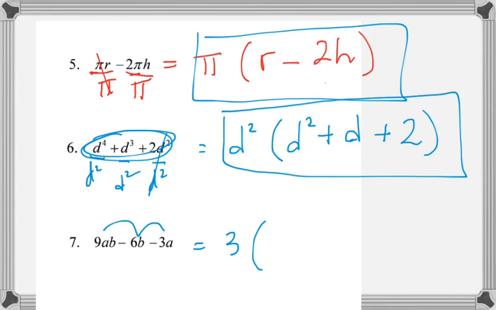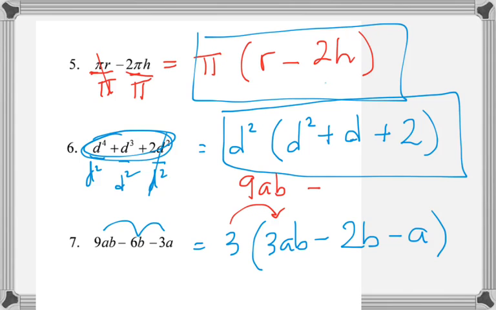So because A and B are not common to all three, I'm not going to pull out either A or B. All right, so I have 3AB left, minus 2B, and minus A. Okay, and if I check this, I can sort of check it by multiplying it, distributing the 3. 3 times 3AB is 9AB, minus 3 times 2B is 6B, and 3 times A is 3A. So I would get that back.